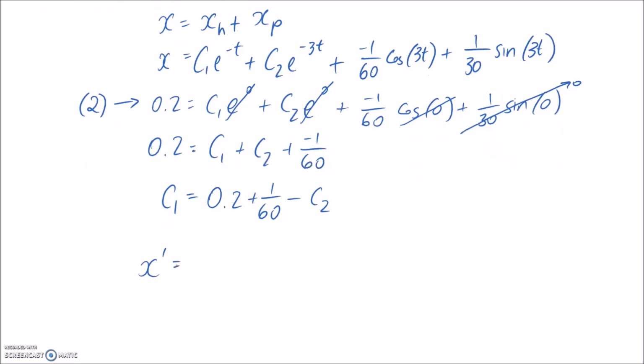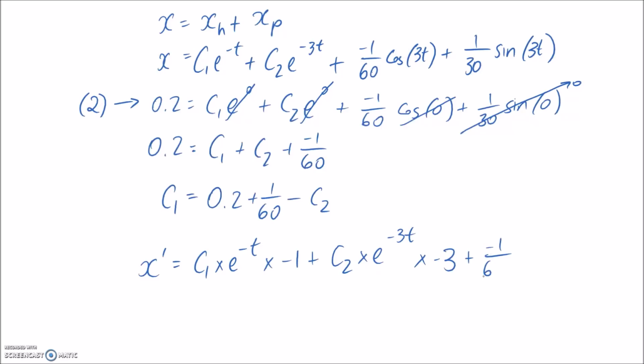So x dash, okay, taking our derivative. This one here, the constant stays out the front. The derivative of e to the x is e to the x, but then we need to multiply by the derivative of what's up in the exponent, and that would be the negative 1. Following the pattern here, we're going to get c2 times the exponent times the derivative of what's up here, which is negative 3.